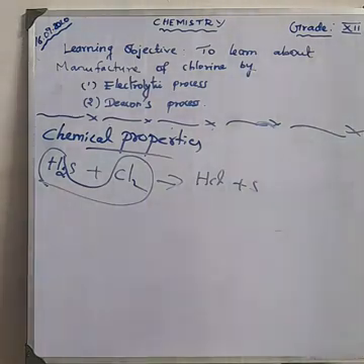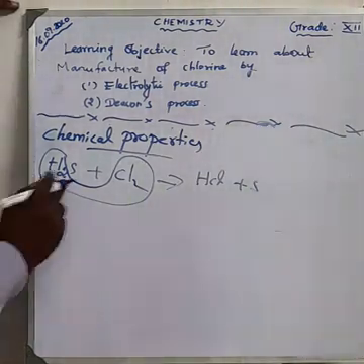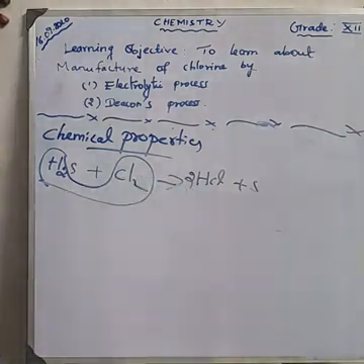And how can you balance the equation? How much hydrogen is there? 2 hydrogen, make it 2 here. Okay? 2 chlorine, 2 chlorine. Now the equation is balanced.